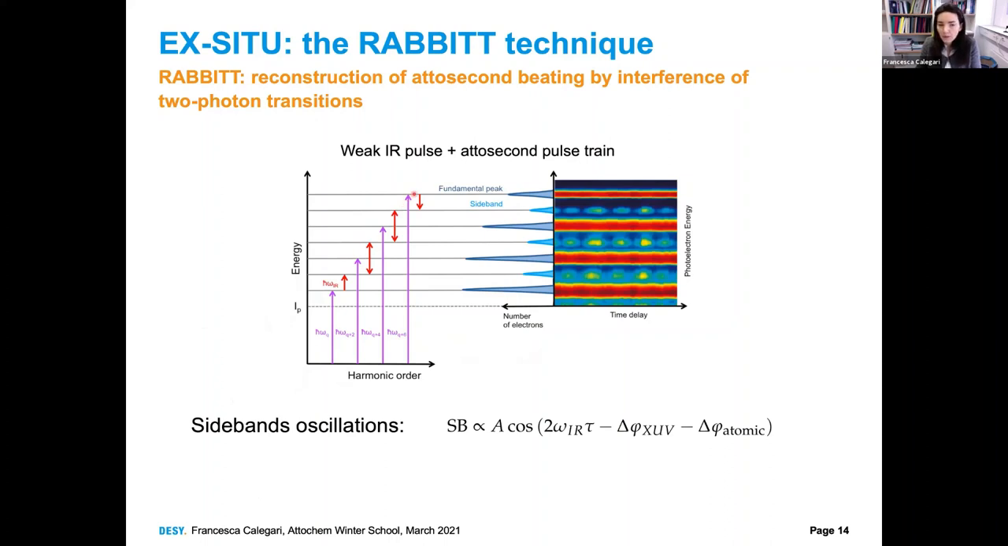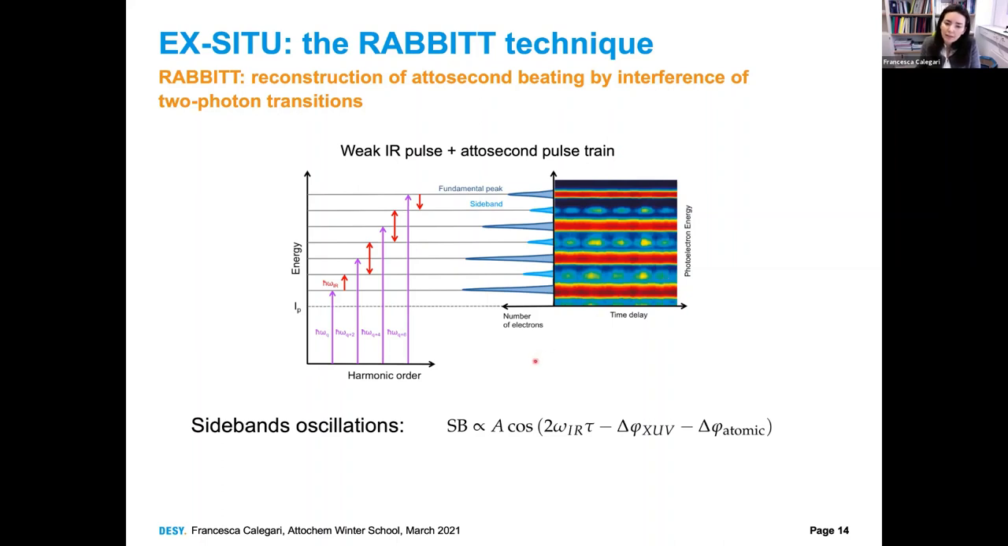This is with the harmonic comb, but in the presence of a weak IR field, I could add to this level here one more photon, I can absorb one more IR photon, or I could have this harmonic with a transition down to the same energy level, again with the difference of one IR photon. So this results in two different paths which can interfere because the emitted photoelectron will have the same energy. And this is resulting in this sideband here. If you scan the delay between the XUV and the IR pulse, then you will have this typical oscillatory dynamics of the sidebands. This is because it's like an interferometer.